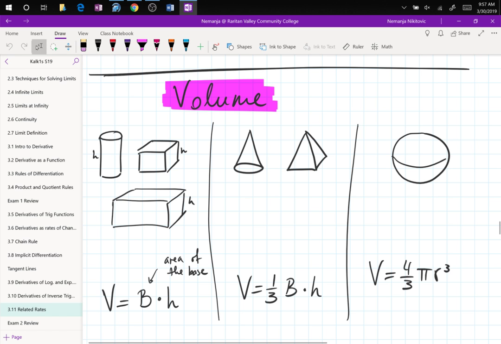And then in the middle, you have what I call spiky objects, right? They also have the same base, which is a square, rectangle, circle, triangle, right? So you can always find the area of that. It's just 1/3 times that, and then times the height. So the only one that you actually have to work hard on memorizing is the formula for the sphere.